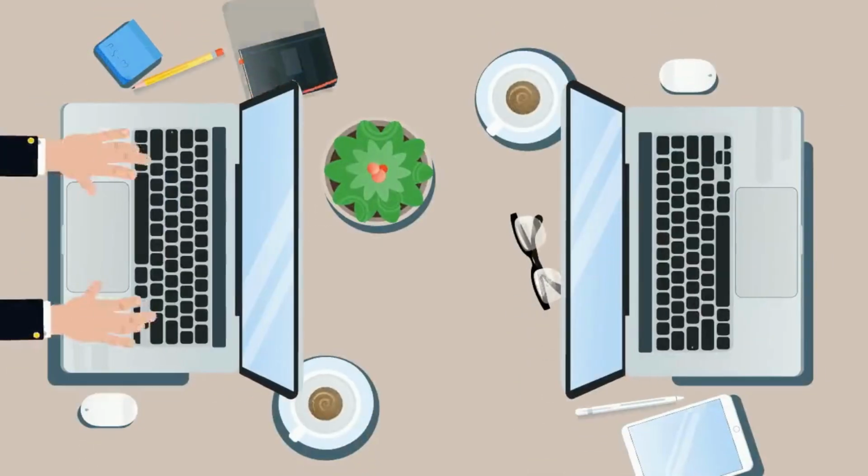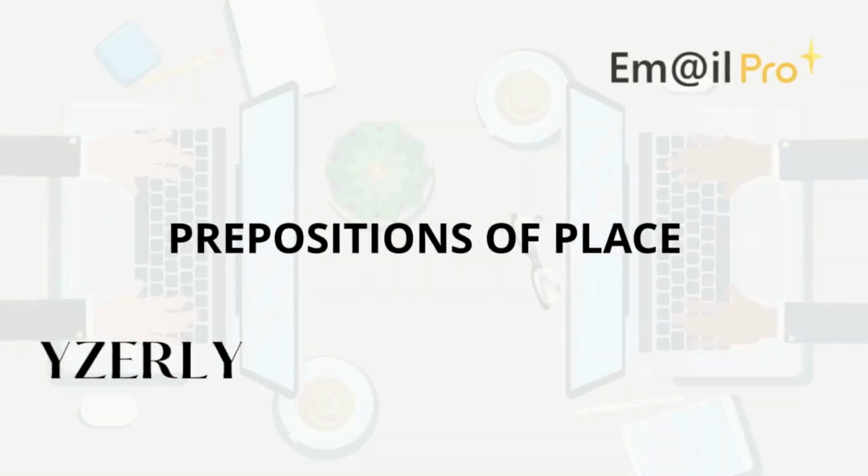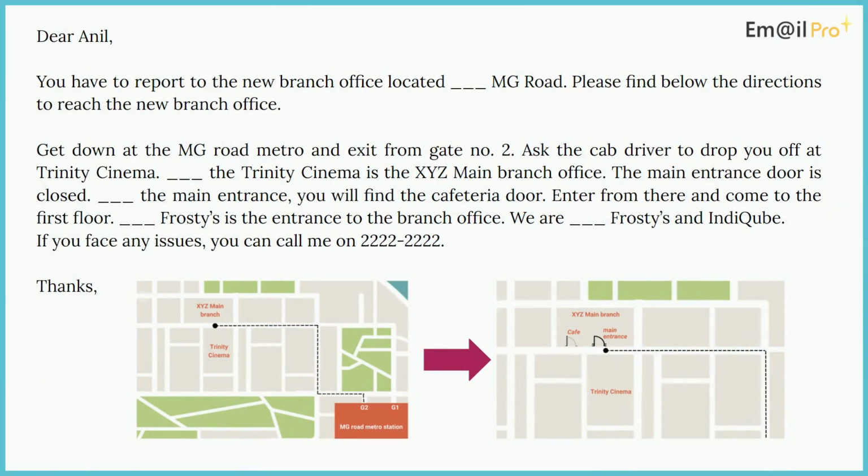Welcome to this video where you will learn how to avoid common grammar mistakes while writing work emails. Here's an email from an employee to a new joinee. You have to report to the new branch office located MG Road. Please find below the directions to reach the new branch office.